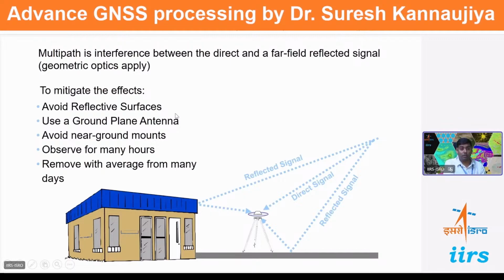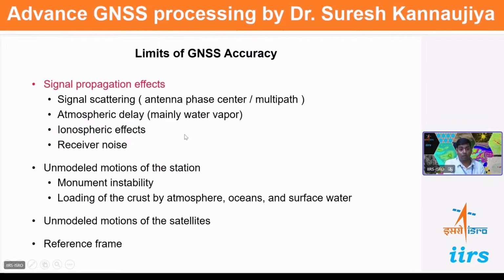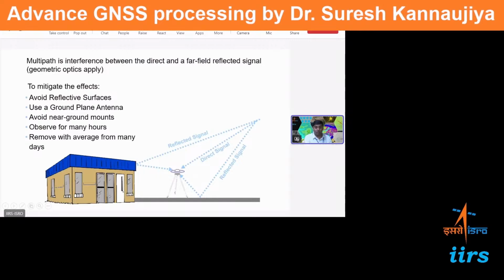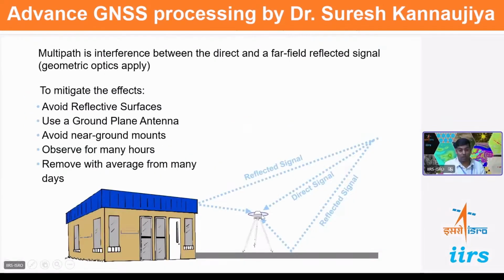Here you can see how signal propagation is getting affected. This is the setup of the campaign, and it is very close to your building. You can see here, this is the obstruction. If the satellites are here, they will not get tracked because this is creating an obstruction. So it will only track the satellites which are in this range.